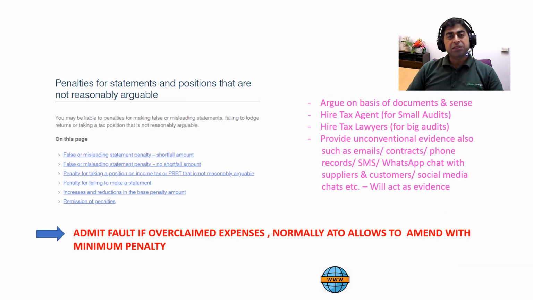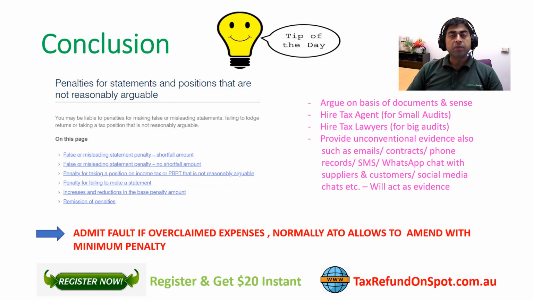So what exactly is the conclusion? The conclusion is you must have all the receipts. In case you have lost some receipts, then you have to accept your fault. If you accept your fault, they can waive or reduce the penalty. If you still insist, yes, I have done it, but I don't have the evidence, they are going to impose penalty on you.